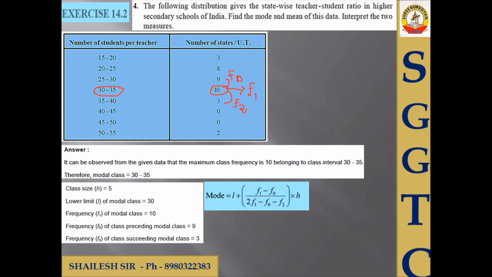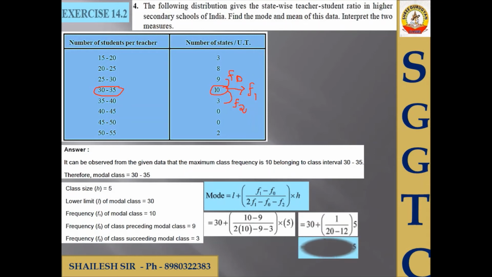So the modal class is 30 to 35. This value is f1 and this value is f2. Here you write down f1, and here f2. Sorry, this is your f0. Here your f1 and here f2. And all these values are applied in these statements. Yes, students. Class size h is ready. The lower limit of the modal class is 30. The frequency is 10, and f0 and f2.